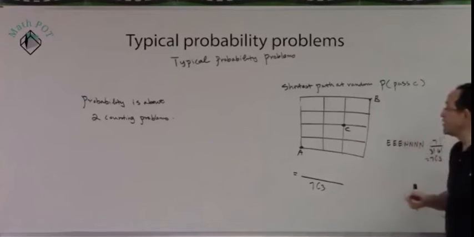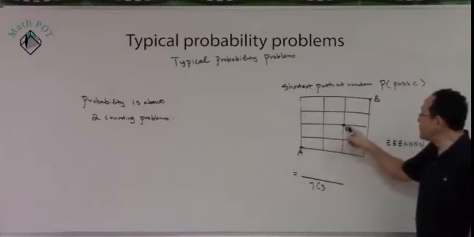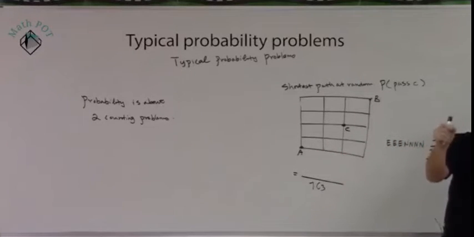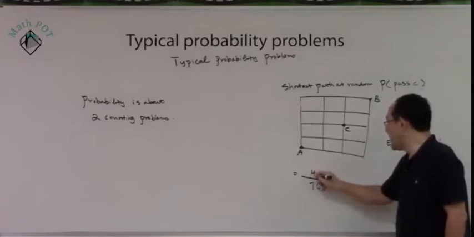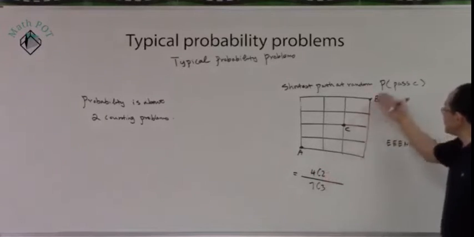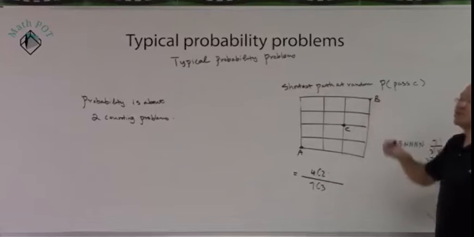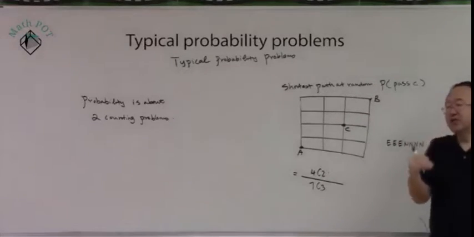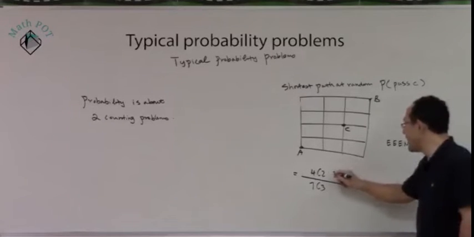It's very clear. We need 2 steps. The first step is from A to C. It's very clear: 2 east and 2 north. Of course, that gives us 4 factorial divided by 2 factorial divided by 2 factorial, which is nothing but 4C2. From C to B, of course, 1 east and 2 north. So clearly that gives us 3 factorial divided by 1 factorial divided by 2 factorial, which is nothing but 3C1.